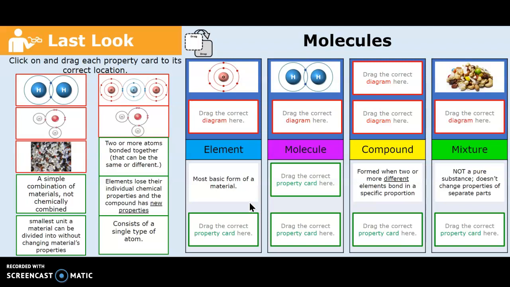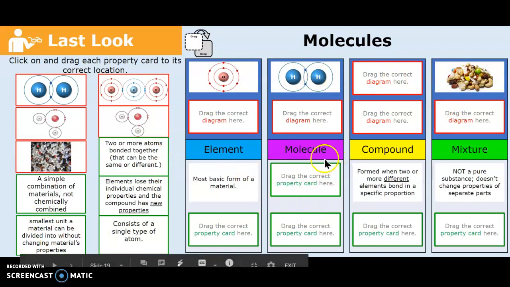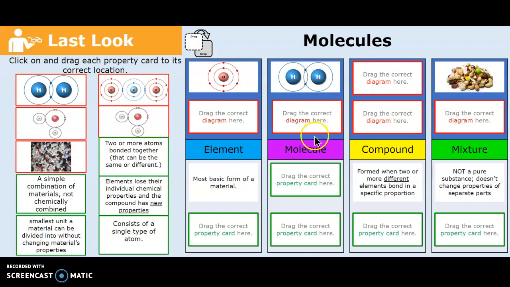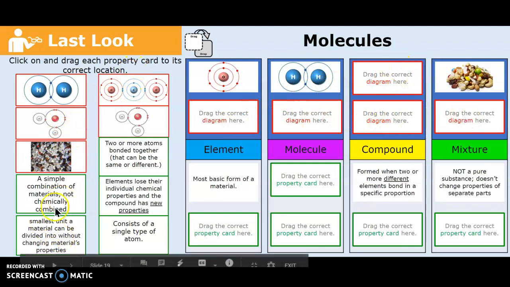Okay, so here you're going to be dragging all of these by one of these boxes. Okay, so we have diagrams here. So you're going to drag the property card to its correct location. So each of these will go in one of the red boxes, and each of these will go in one of the green boxes. And you will do that from the edit mode.